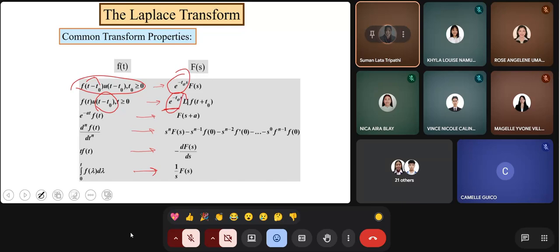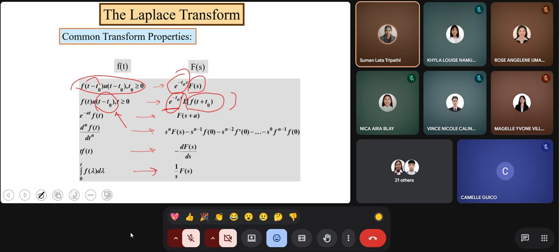Always be there, but in F(s), you need to do the Laplace transform of f. Instead of f(t), it will be the Laplace transform of f(t + t0). Because then you need to do the time shifting only in u(t).